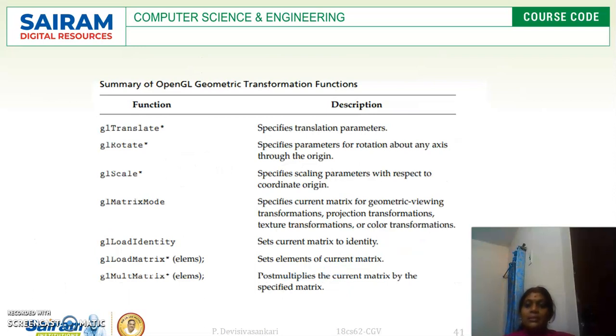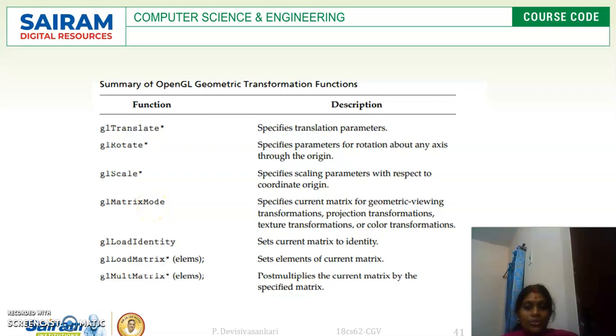And this is the summary of all the OpenGL geometric transformation functions, right? Whatever geometric operations we have studied so far, everything will be specified in OpenGL functions. glTranslate, where we specify the translation parameters, then glRotate and glScale, okay? And next glMatrixMode. This is very, very important, right?